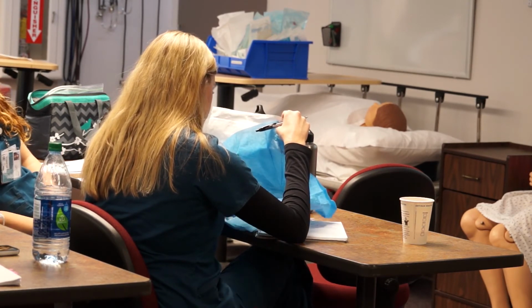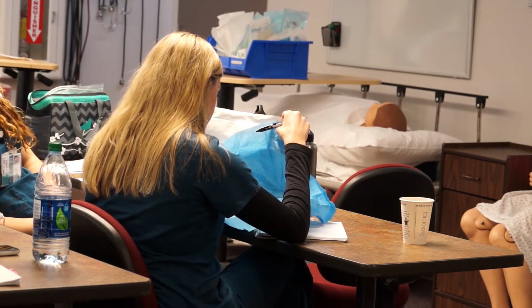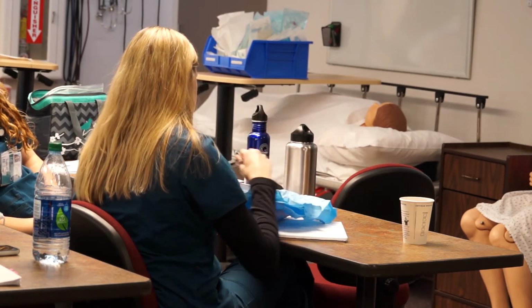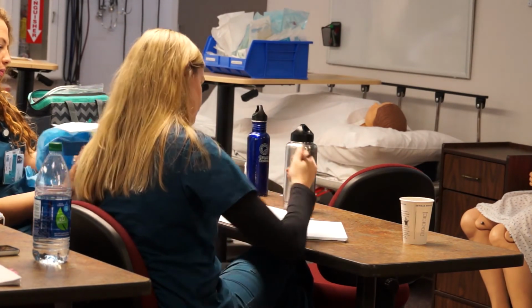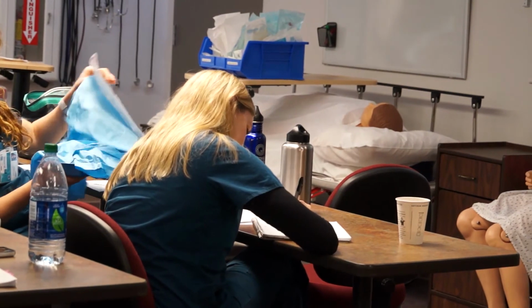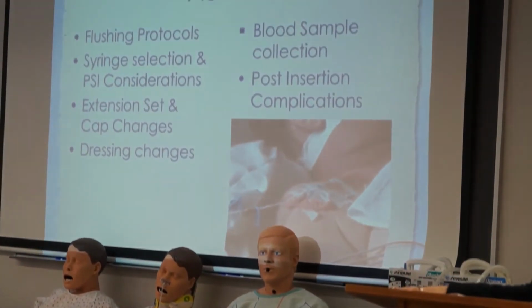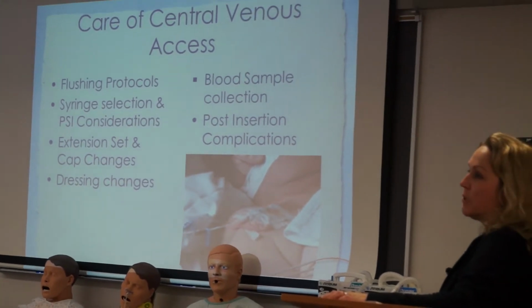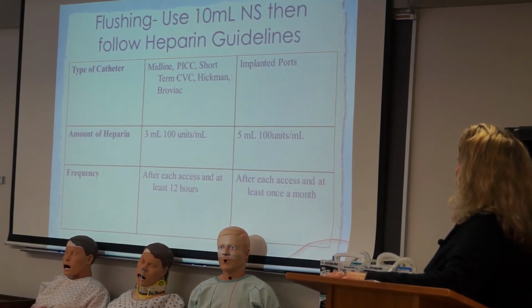So once this is placed in, you want to make sure you know what the flushing protocol is for your facility. We'll talk a little bit about syringe selection and PSI, which is pounds per square inch. That's talking about pressures. Extension sets and cap changing, dressing changes, blood sample collection, and then insertion complications that can occur, what to recognize, what to look for, when to call the physician. So let's talk for a minute about flushing.